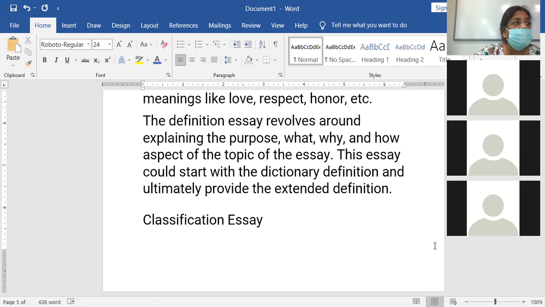Okay, the definition means of any topic you can choose. First, define the topic and then make your own definition and describe the whole thing.